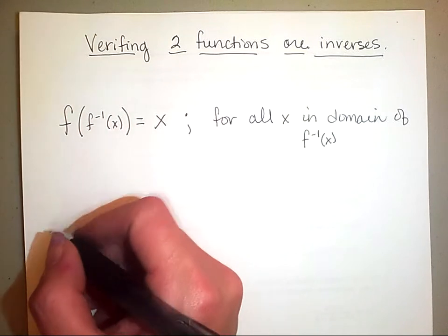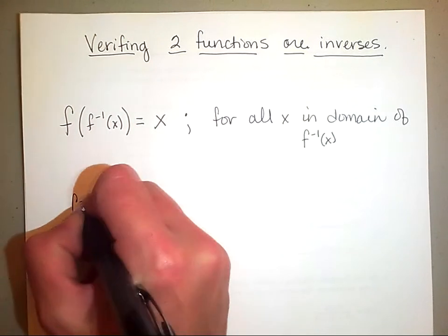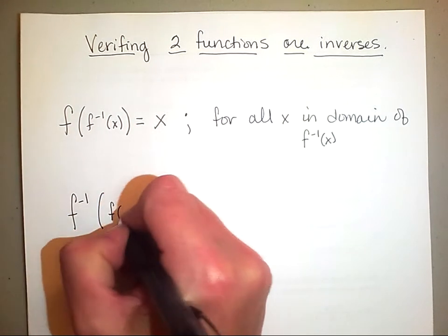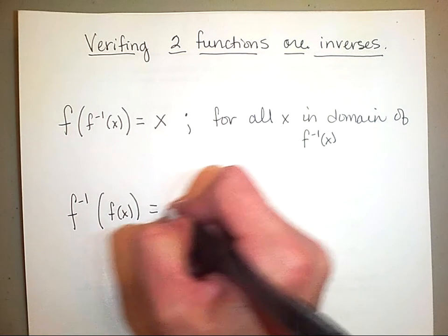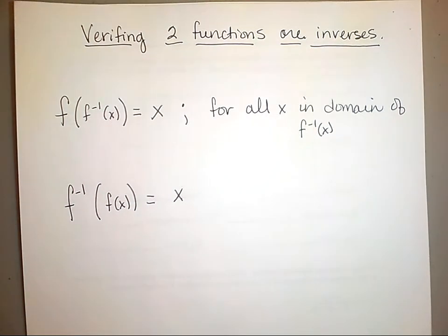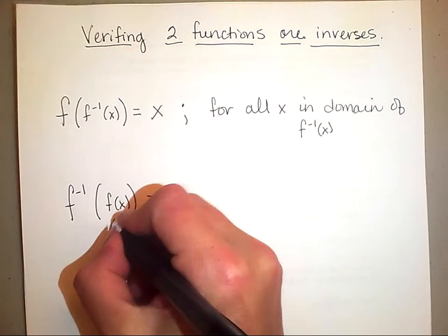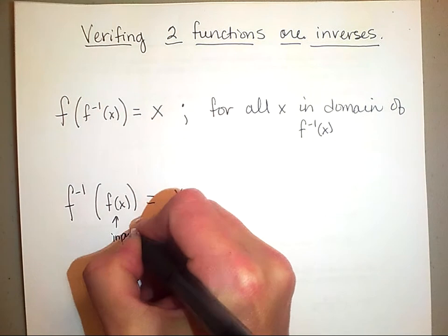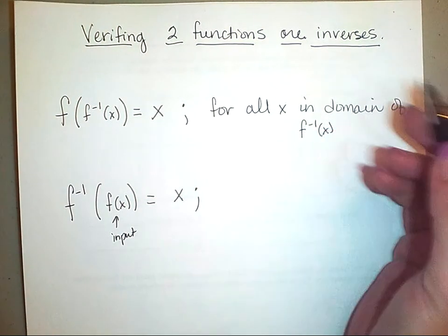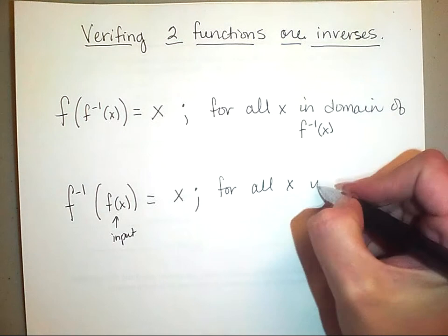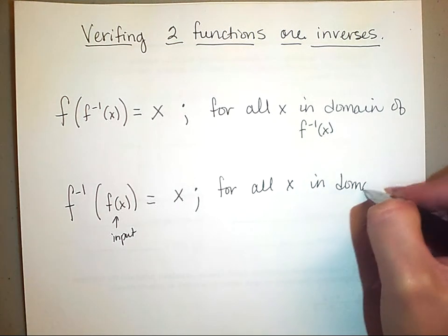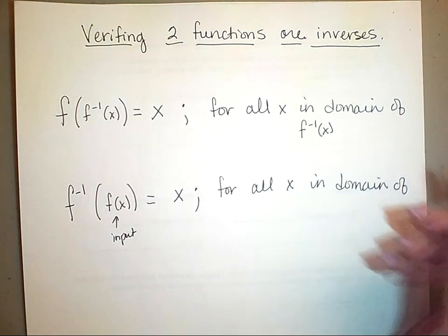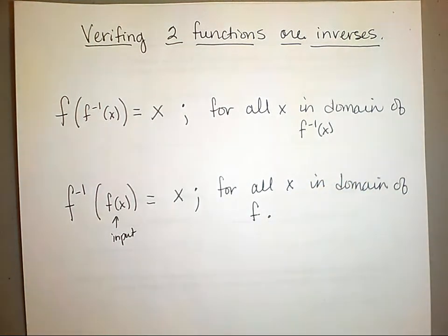Alternatively, if you take f inverse and into it you put f, since they are inverses and they undo each other, you should also get x back. So this is the input. And of course then we still have the domain worries. That's for all x in the domain of f.